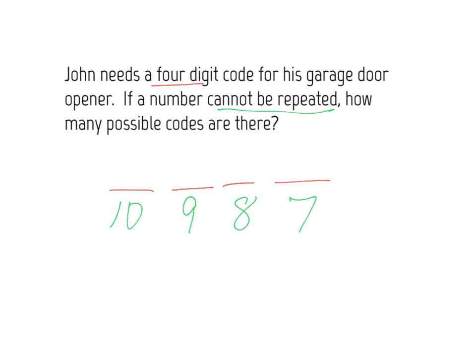So we're going to do 10 times 9 times 8 times 7. So we're going to multiply those together, and that gives us 5,040, just like the last one. So there's that many possible codes. It's a partial factorial. We can't say 10 factorial because it doesn't keep on going down that way, but we know we're just using the first 4.